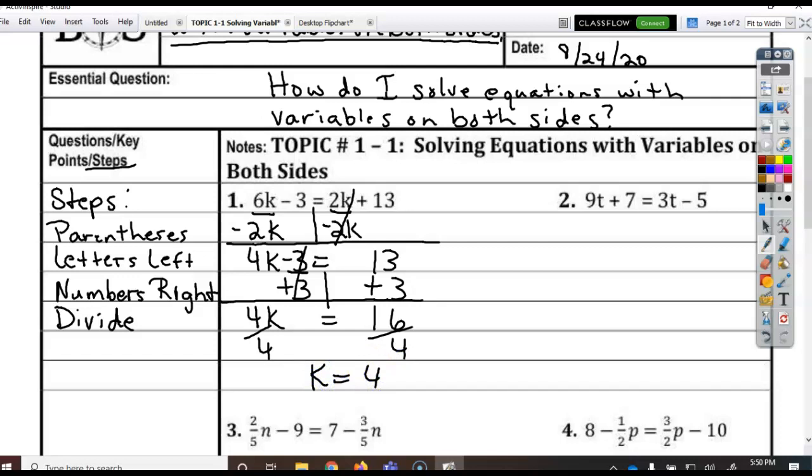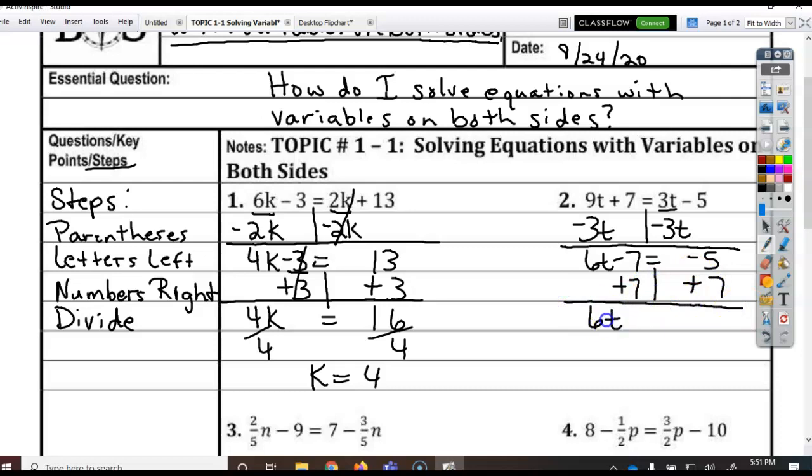All right, let's take a look at number 2. Letters to the left. I've got a letter right here, so I've got to move it over. Take the opposite of that. Make sure you do it on the other side. I get 6t minus 7 equals a negative 5. Numbers to the right, I'm going to go add 7. I get 6t equals 2. Okay, divide by 6. And my answer is 2 over 6, which when you reduce it, it's 1 over 3.